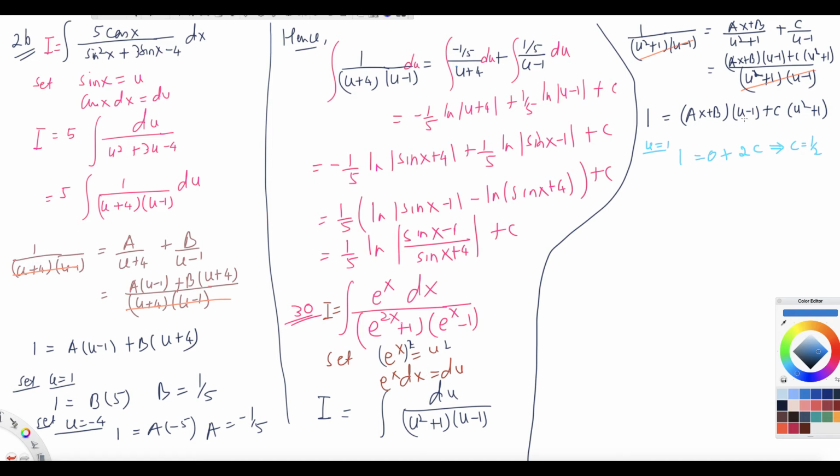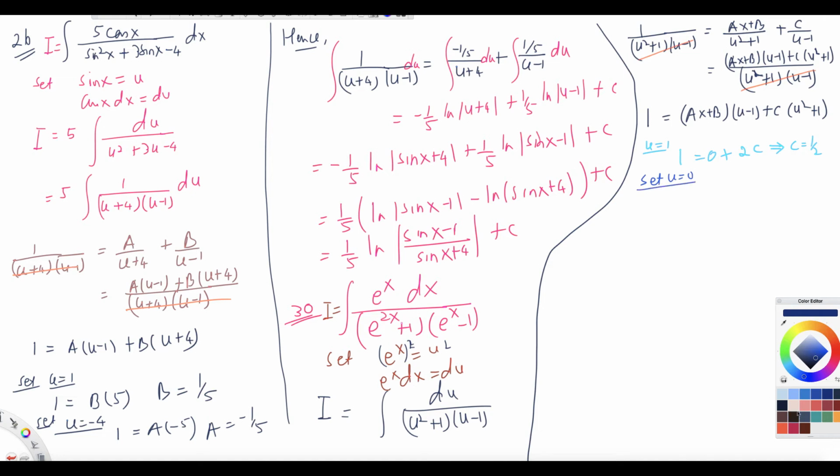Now what do we need to put to make this 0? But there is no value of u that makes that 0, right? So what I want to do is pick random values. Let me use a different color for that. Set u equals 0.